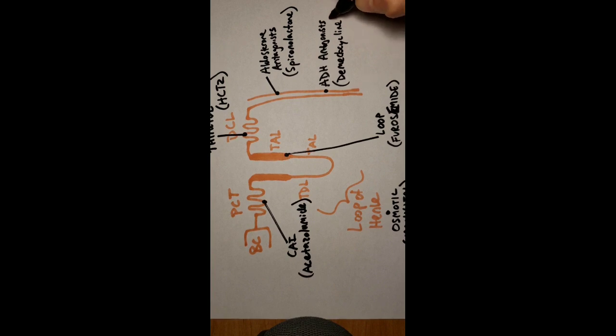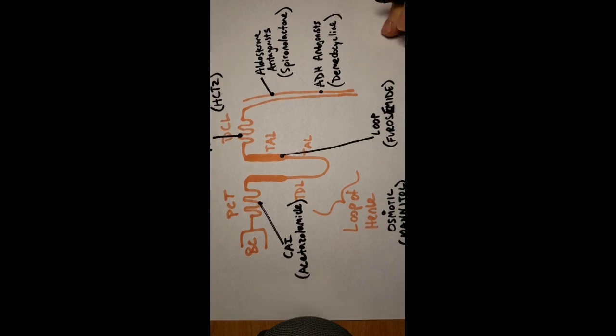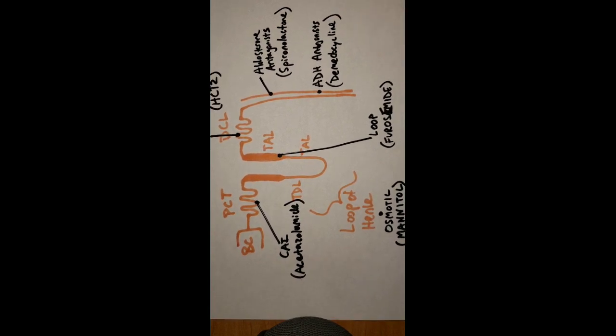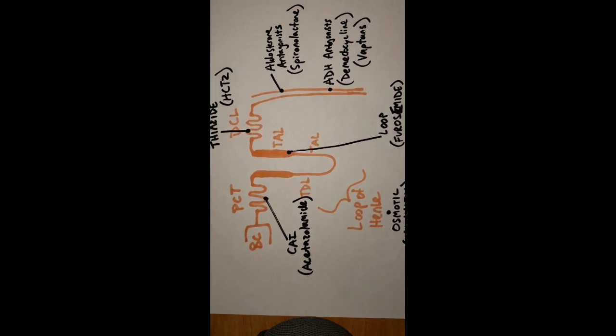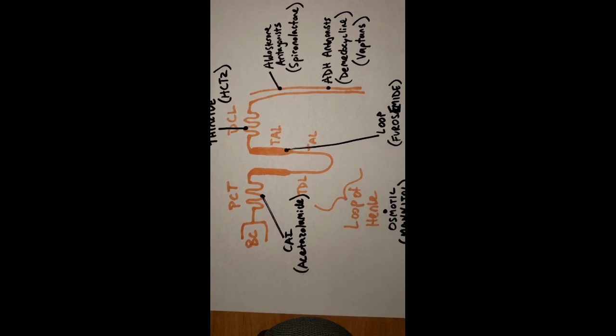Demeclocycline. But it's being quickly replaced by a new type of drug class called vaptins. So it used to be demeclocycline and also lithium. Now those drugs are being replaced by vaptins as ADH antagonists. So there you have it. These are the 6 major classes of diuretics, and I hope this video was helpful.